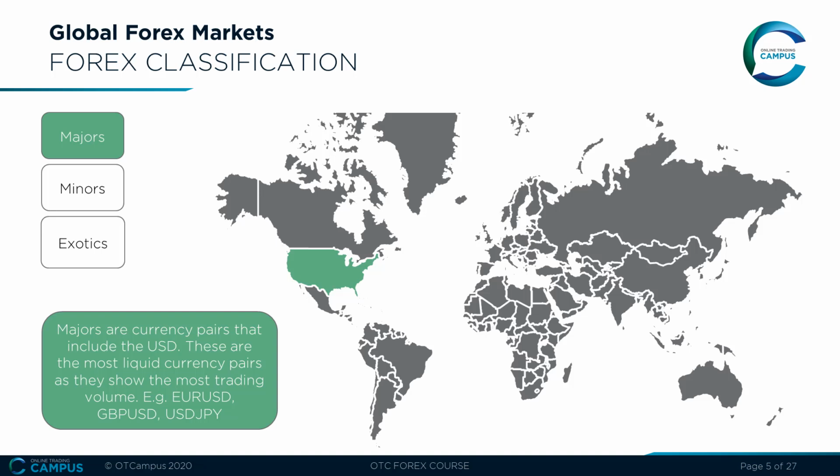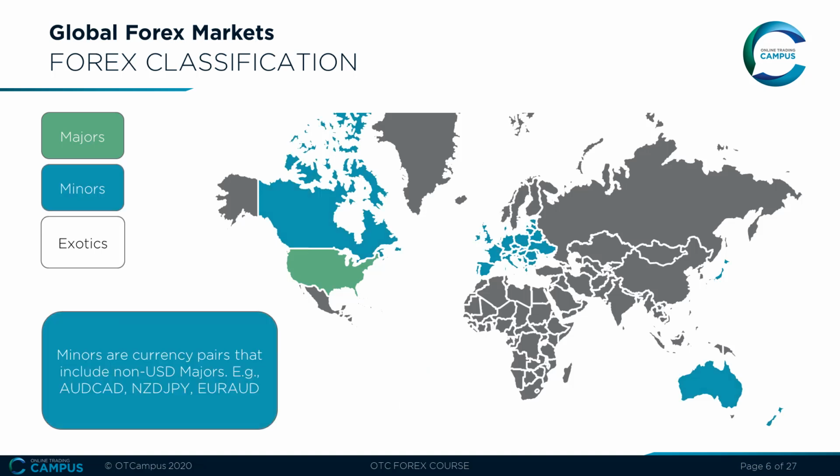We have so-called majors, minors, and exotics. Majors are currency pairs that include the US dollar. These are the most liquid currency pairs as they show the most trading volume. For example, the Euro USD, the GBP USD, the USD JPY, or the USD CAD.